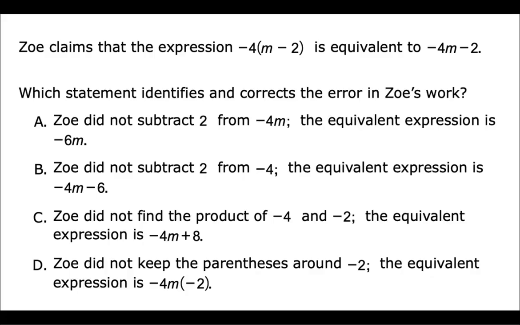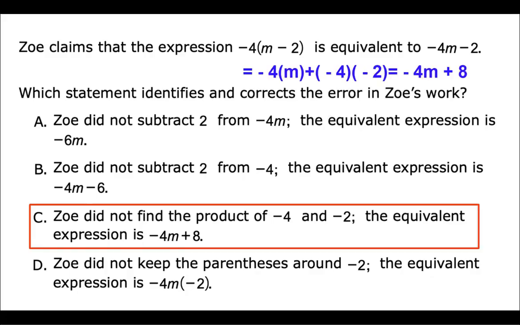Choice C: Zoe did not find the product of negative 4 and negative 2. The equivalent expression is negative 4m plus 8. And choice D: Zoe did not keep the parentheses around negative 2. The equivalent expression is negative 4 times negative 2. Go ahead and pause the video and work on this problem. Okay, now that you worked on this problem, let's see if you got the correct answer. If you chose C, that is the correct answer.